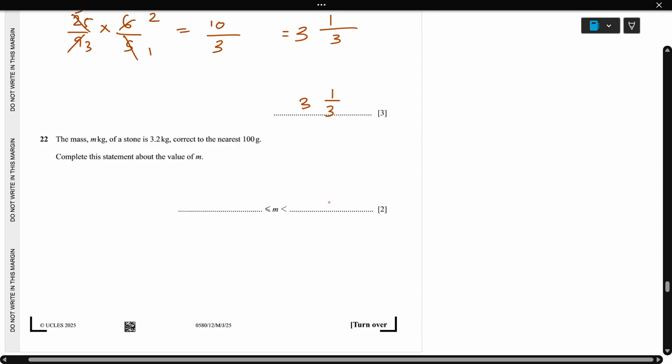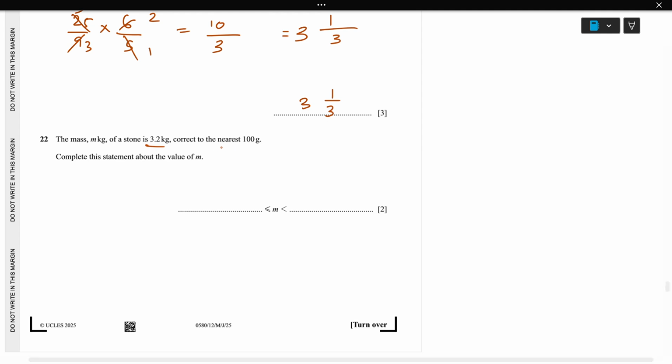Next question, the mass m kg of a stone is 3.2 kg, correct to the nearest 100. So after two decimal places, the answer is going to be two decimal places. So complete the statement. Okay, this is upper bound and lower bound. We need to write the lower bound is going to be 3.15. The upper bound is just 0.05 increase and decrease, so 3.25. So the answer is 3.15 and 3.25.